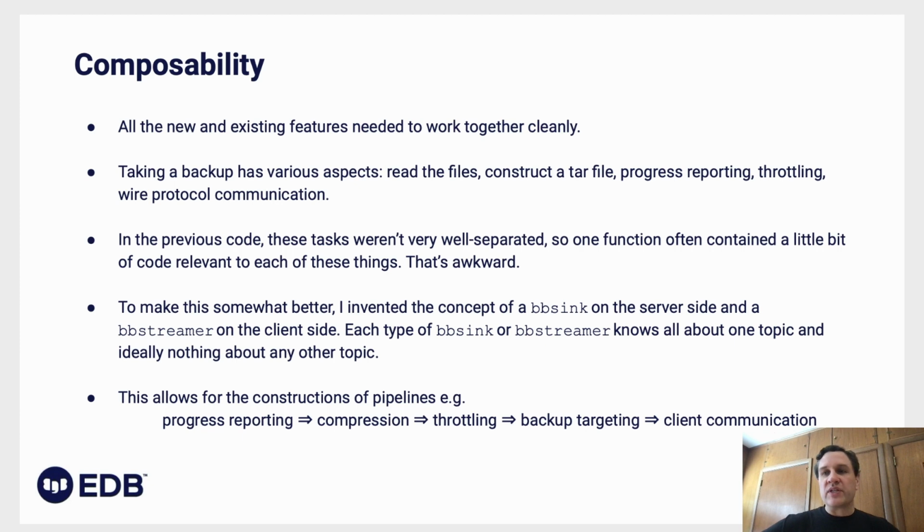So I think now, for example, if somebody wanted to add backup encryption as a capability, it would be pretty easy to do. You would just write a new bbsink that implemented whatever you need, and then you would figure out the appropriate place to insert it into the pipeline, which I would guess would probably be right after the compression stage. So none of the other code would really need to change. None of the code for progress reporting or compression or backup targeting or client communication would be affected at all.